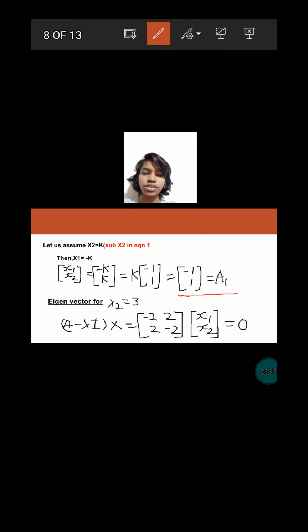The same process repeats. We find A minus lambda I of x. We have A as 1, 2.